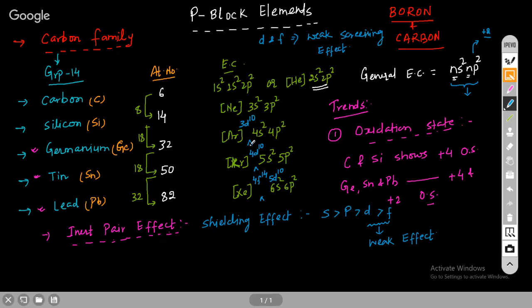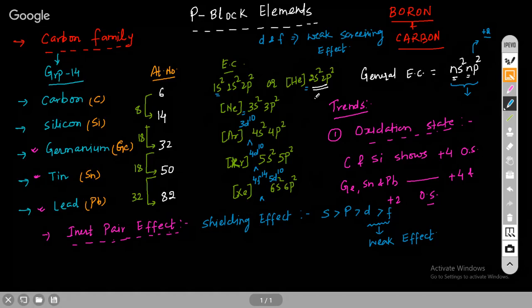That's why I have written 3d10, 4d10 here. What happens when you go from carbon to silicon? We do not have d orbitals present. The inner shell orbitals, for silicon, are 1s2, 2s2, 2p6, and for carbon only 1s2. So here we have s and p orbitals, and here only s orbital, but both s and p orbitals show a strong shielding effect.